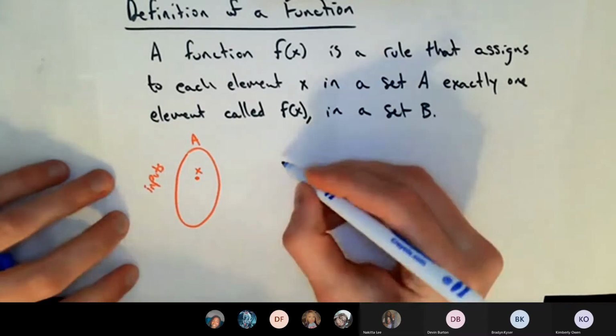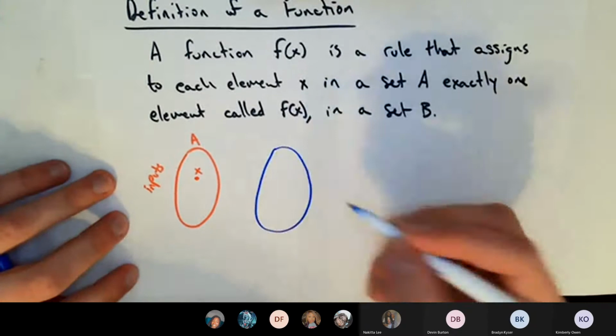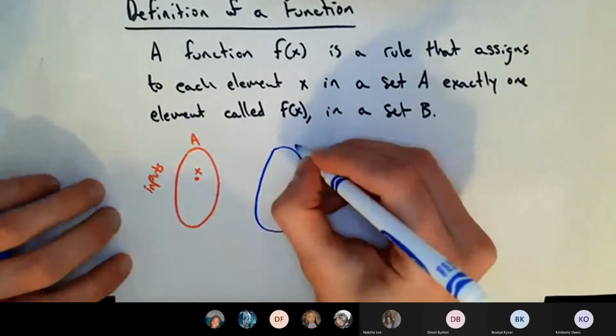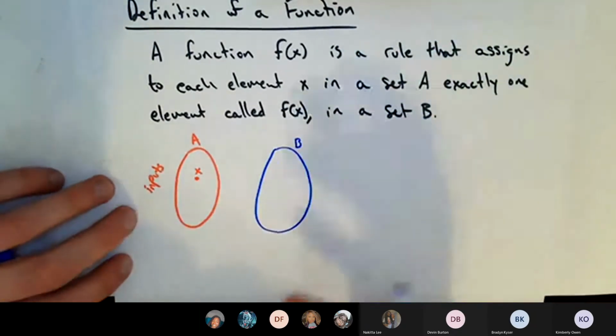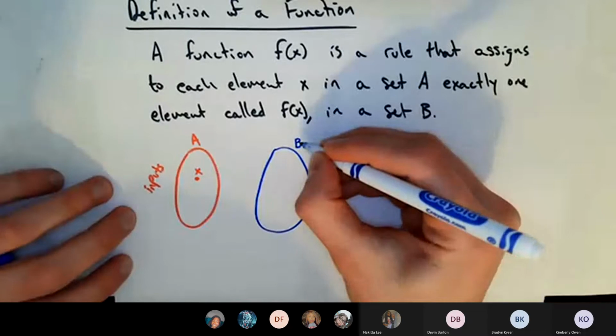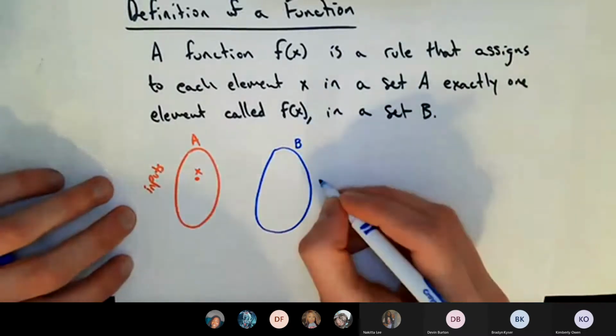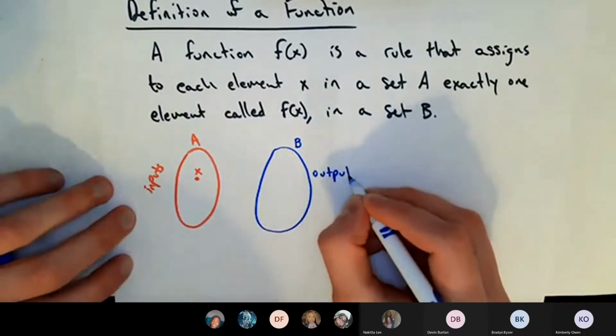Okay, and then there's another set that lives over here. They're both sets of numbers. That's all they are, is they're sets of numbers. Well, they don't have to be numbers, but for us, they're definitely just real numbers. So that's my set B of outputs.